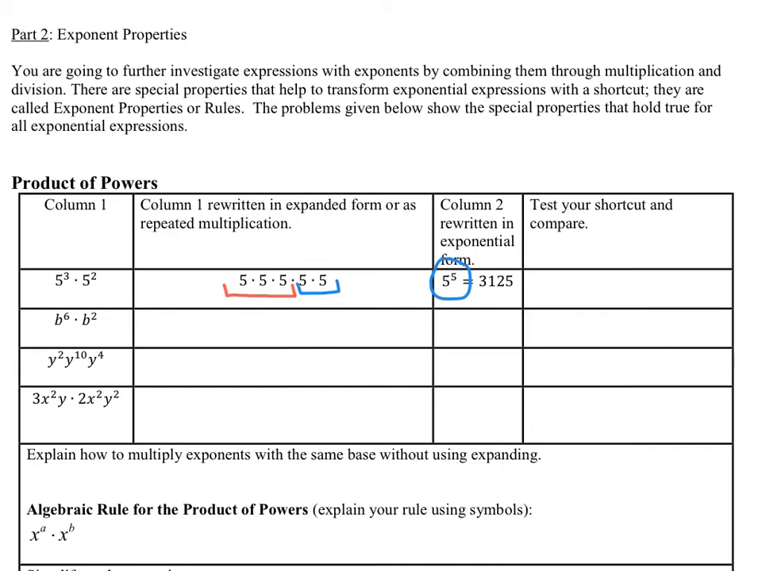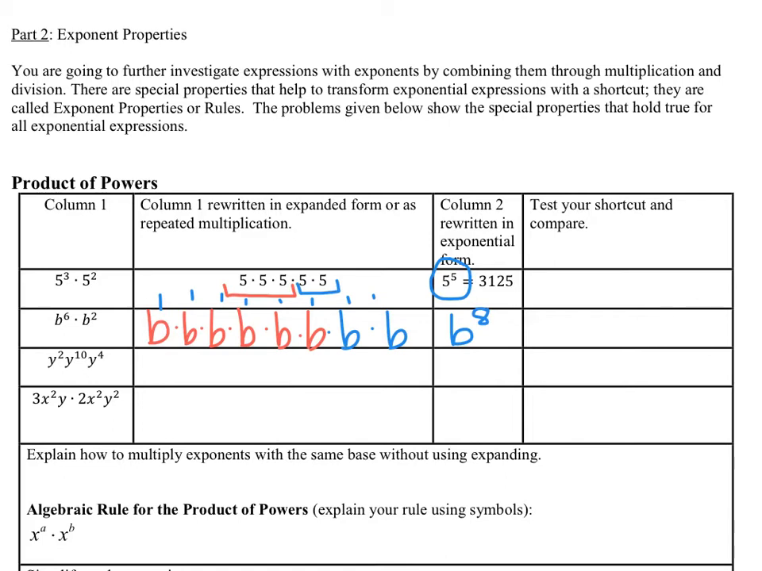If I look at the next one, I've got b to the sixth, which would be written out as b times b times b times b times b times b, 6 times, times b to the second, b times itself twice, which gives me a total of b to the eighth power, if I count. 1, 2, 3, 4, 5, 6, 7, 8 b's in total.